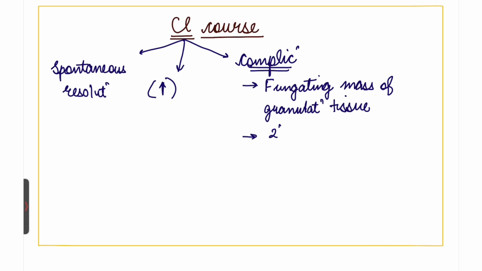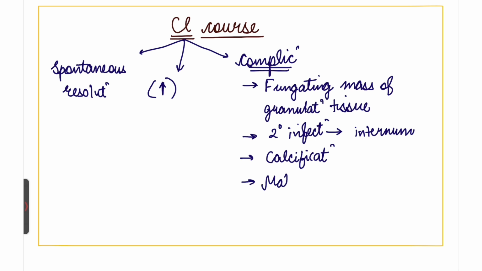Next is secondary infection. It can lead to hordeolum interna. Next is calcification. This is rare, and malignant change. It can lead to adenocarcinoma, that is sebaceous cell carcinoma in elderly.